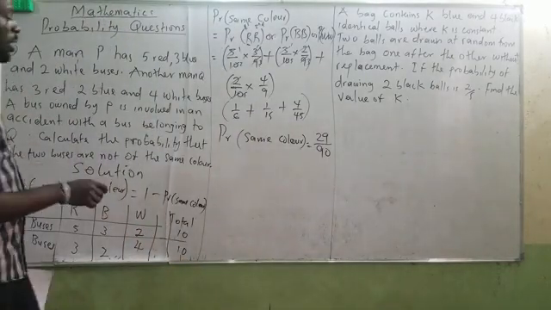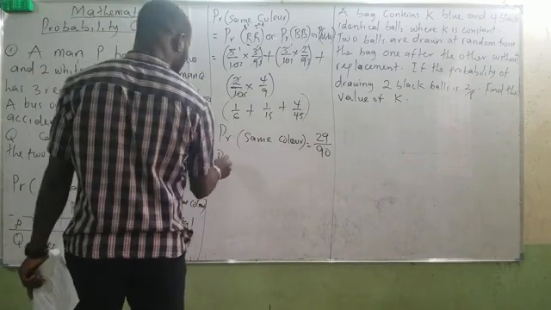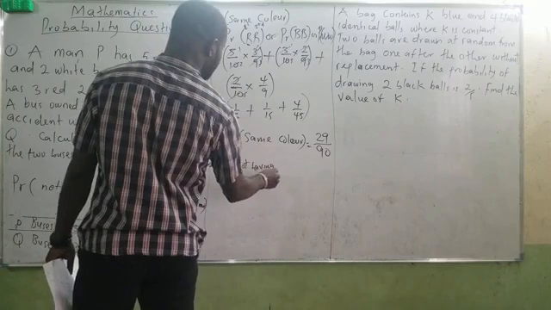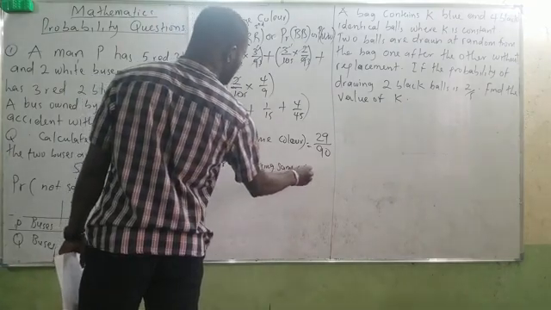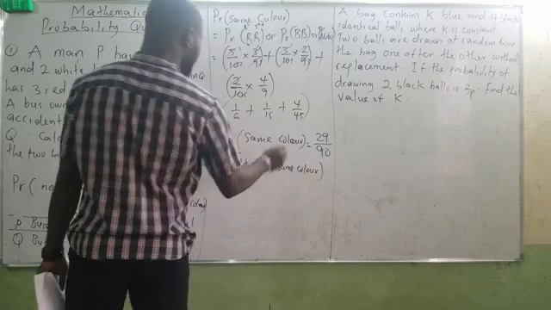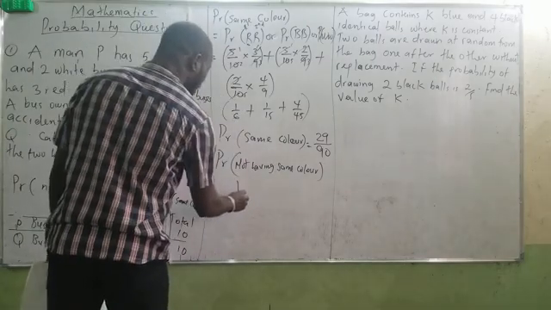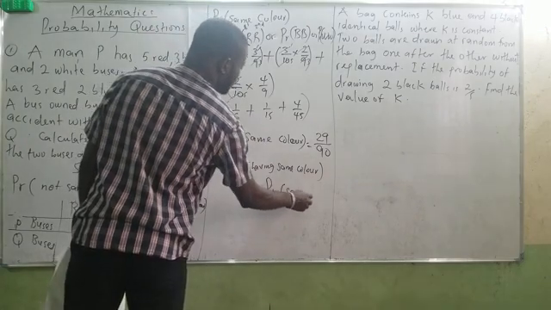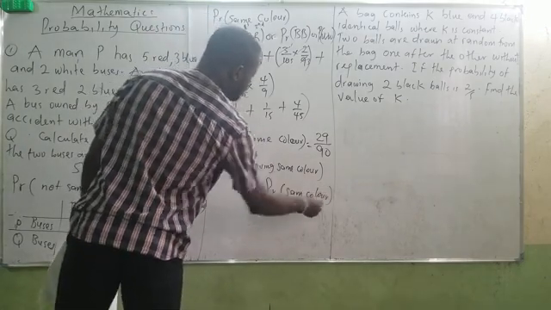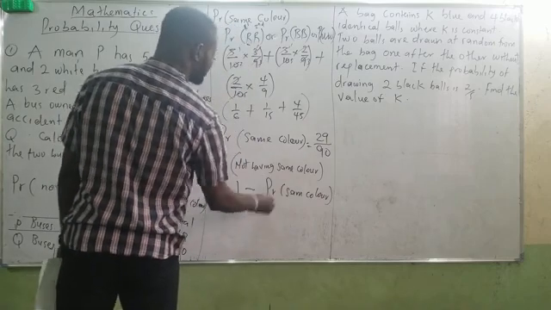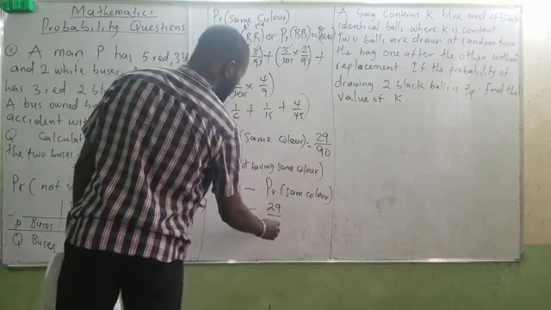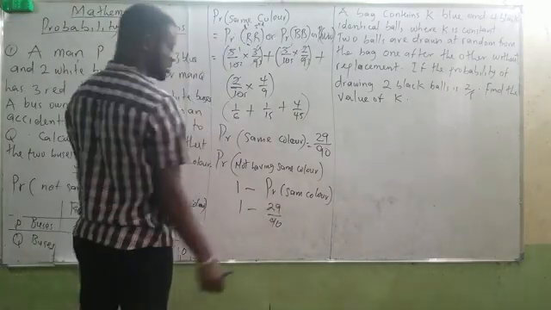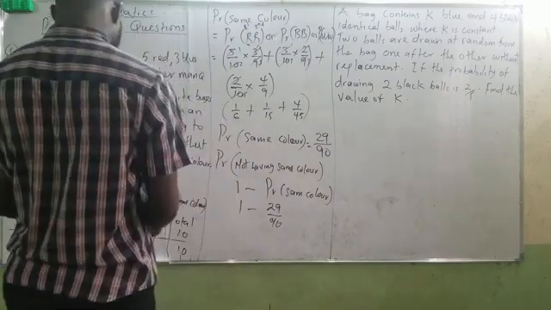Now, mind you, the probability of not having the same color, that's what I'm really working towards. Now, it means I will be having what? 1 minus the probability of same color. Which I will be having 1 minus 29 all over what? 90. That is 90 minus 29, which I will be having 61.